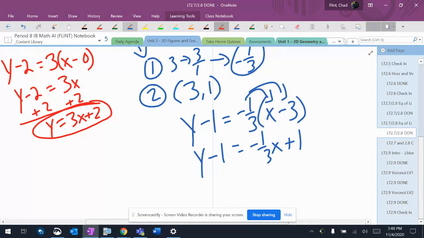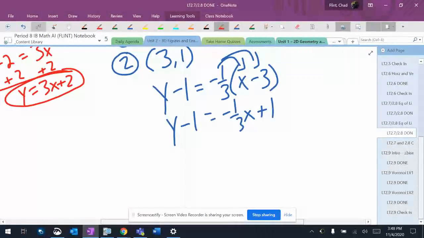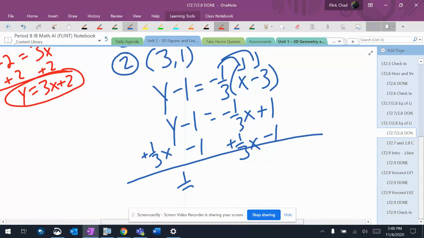So I want everything on the same side so it's equal to 0. And I want the x to be positive if at all possible. So I'm going to move the x and this because I want the x to remain positive. So I get 1/3 x is positive. y is also positive, so plus y. And then minus 1 is minus 2.